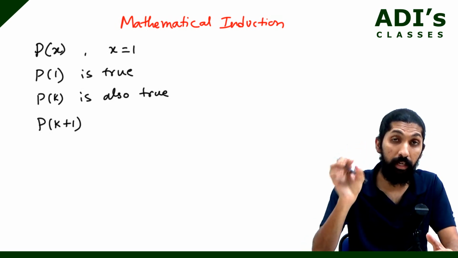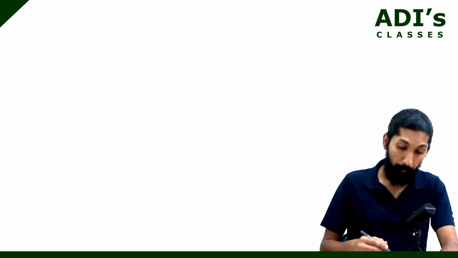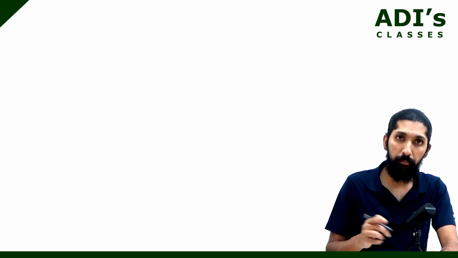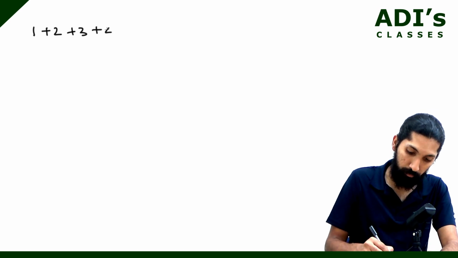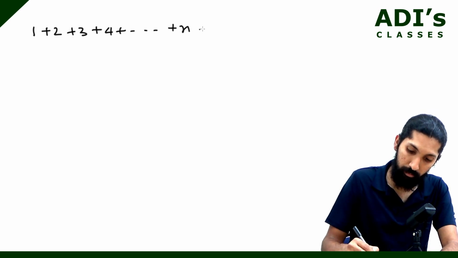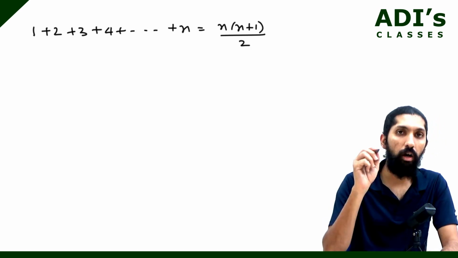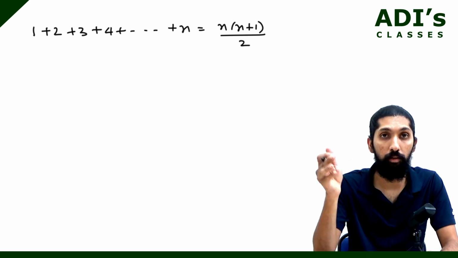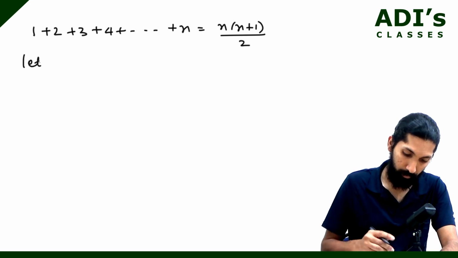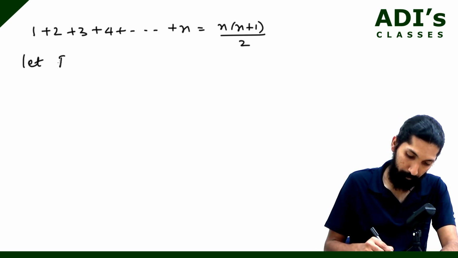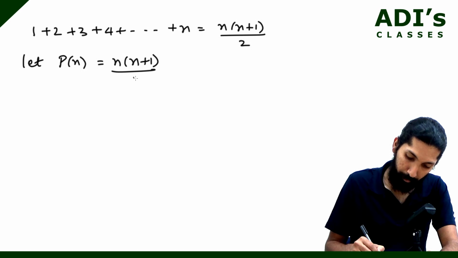Now I'll show you with an example, and you will understand it even better. Let's take a very simple one. 1 plus 2 plus 3 plus 4 till n number of terms is n into n plus 1 divided by 2. Prove that this is equal to this. So let p of n be equal to n into n plus 1 divided by 2.